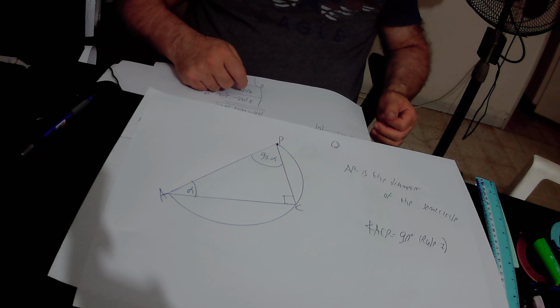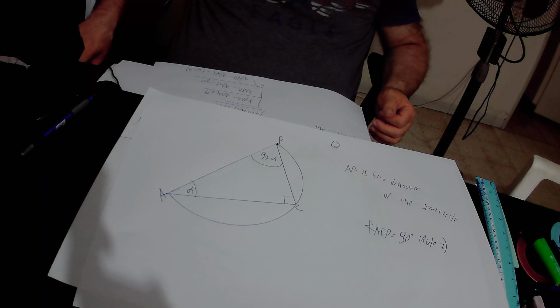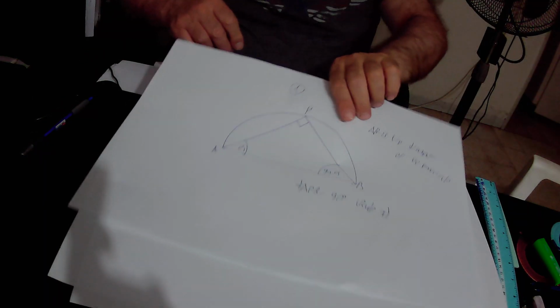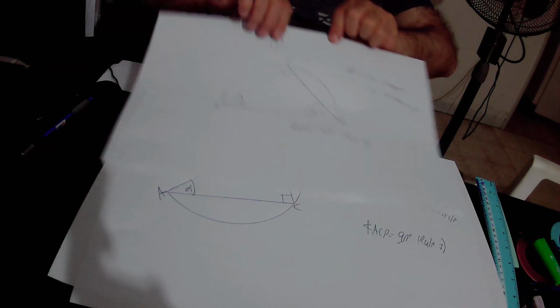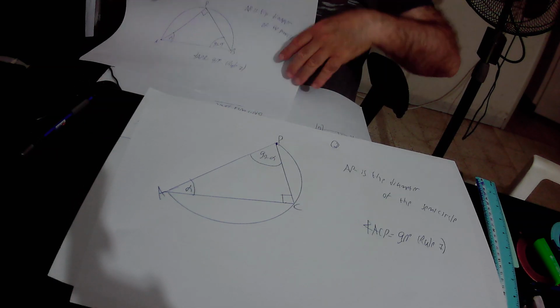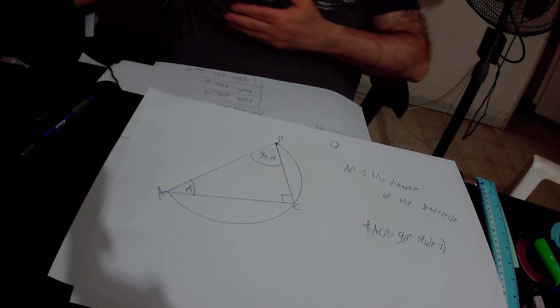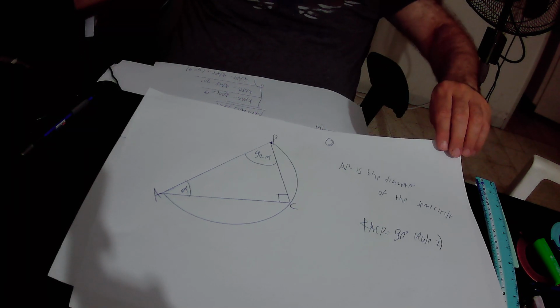Okay, so in the next step, I copied both right triangles, this right triangle APB and this right triangle APC, in the new page, and I proved that those two right triangles are similar to each other.